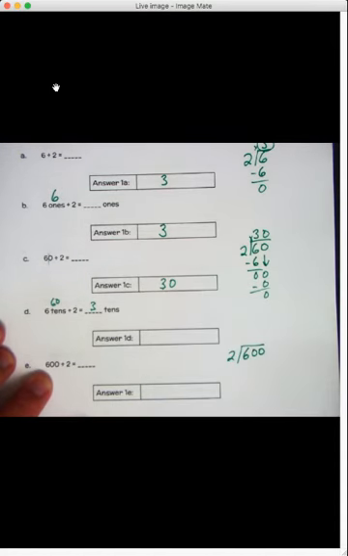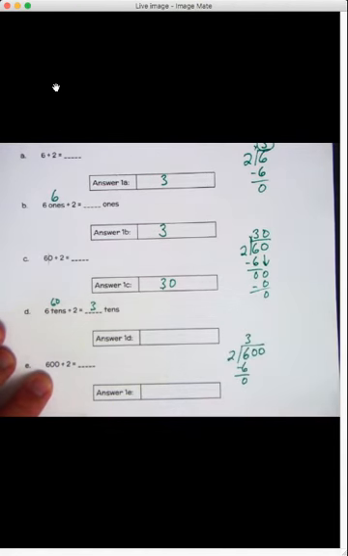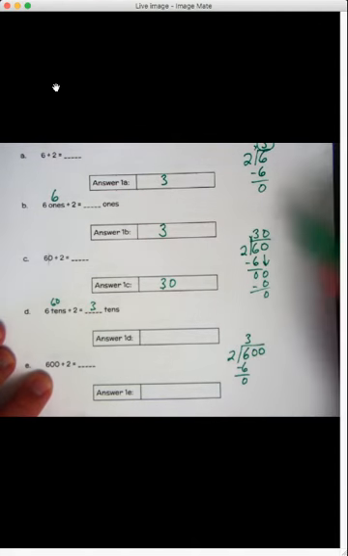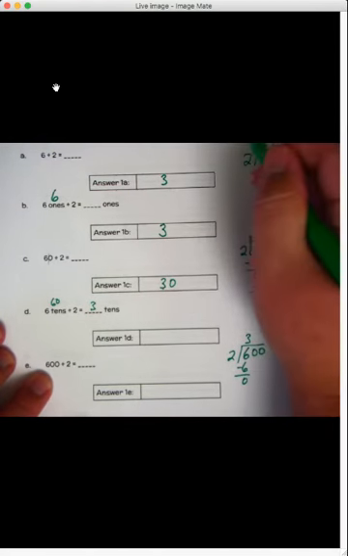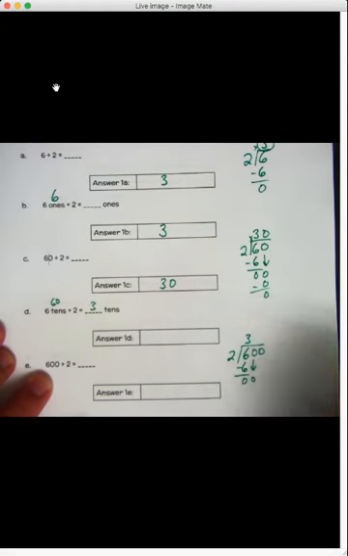600 divided by 2. 6 divided by 2 is 3. 3 times 2 is 6. 6 minus 6 is 0. Okay, so we daddy divide, we mama multiply, we sister subtract.